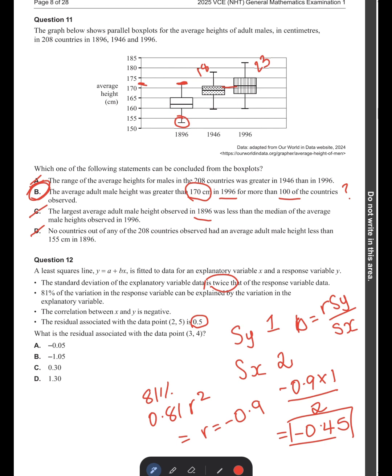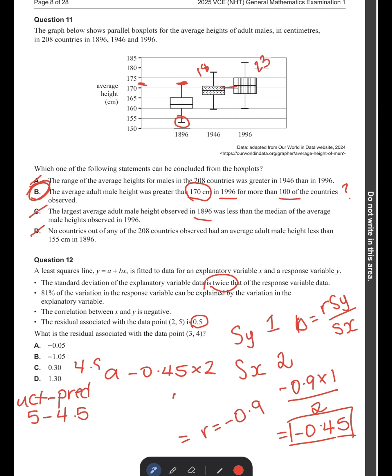Okay, I'll rub these out so that I've got a little bit more space. What I do know is that when I do my residual, I know that a minus 0.45 times 2 is going to give me a predicted value. Now remember, residual is actual minus predicted, which means that my actual is 5 and my predicted must be 4.5. So that must equal 4.5.